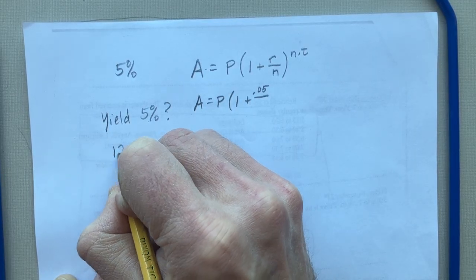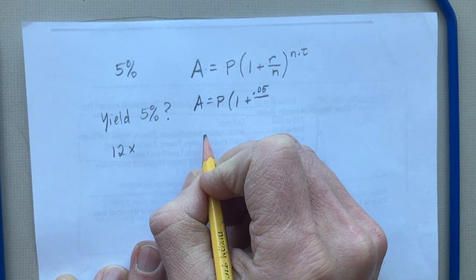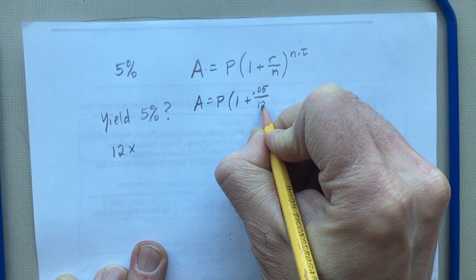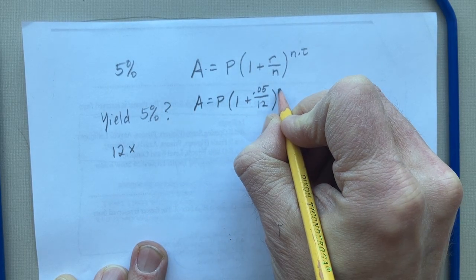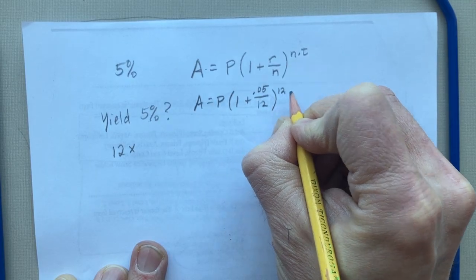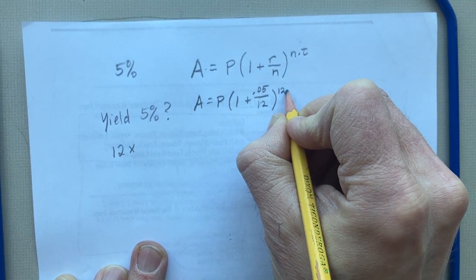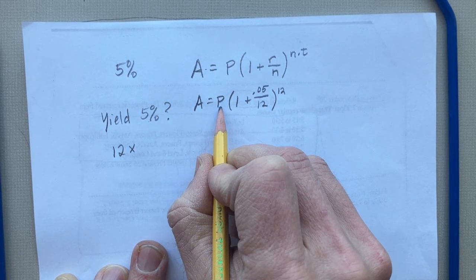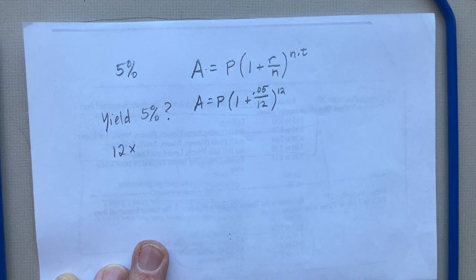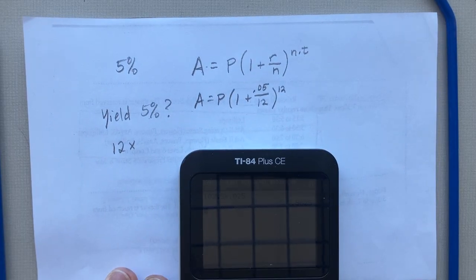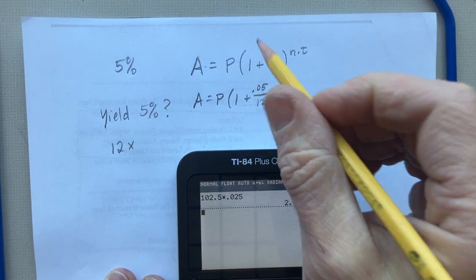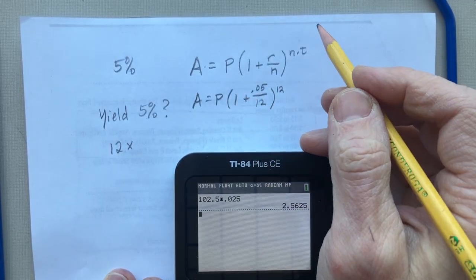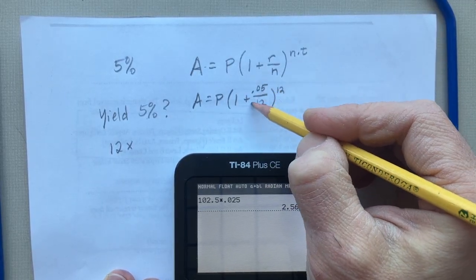Since it's compounded monthly, we're compounding 12 times, so we'll divide by 12, to the 12th power times 1. I don't need to write that out because we're only doing 1 year. Okay, so let's take a look at this calculation. When I do a calculation like this on the calculator, I don't try to plug the whole thing in. You can do that with parentheses and all of that, but I prefer to just do order of operations.